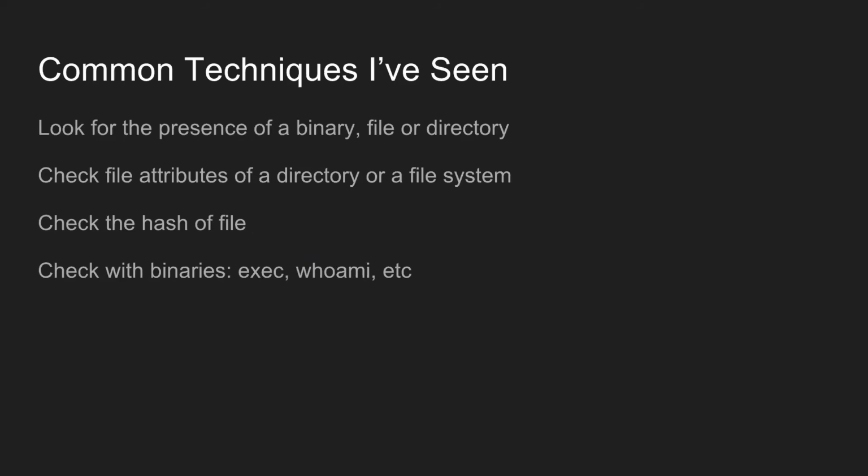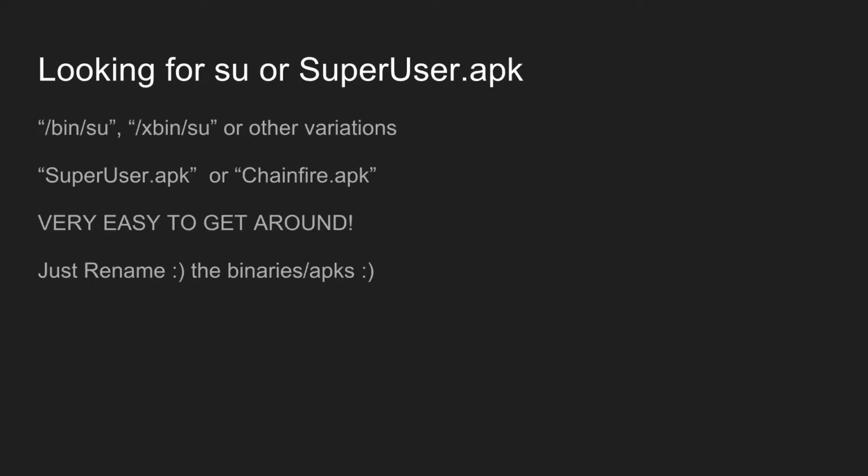So, static root checks. Here are the techniques I've seen. Typically, it's one of these four, right? They're looking for the presence of a binary. They're looking for some attribute, like a weird directory change. They're hashing a particular file, or they're relying on existing binaries, like exec or whoami. Searching for these is trivial, right? They're going to be looking for bin su, xbin su, or the actual APK files that invoke some of this rooting behavior, like Superuser.apk or chainfile.apk.